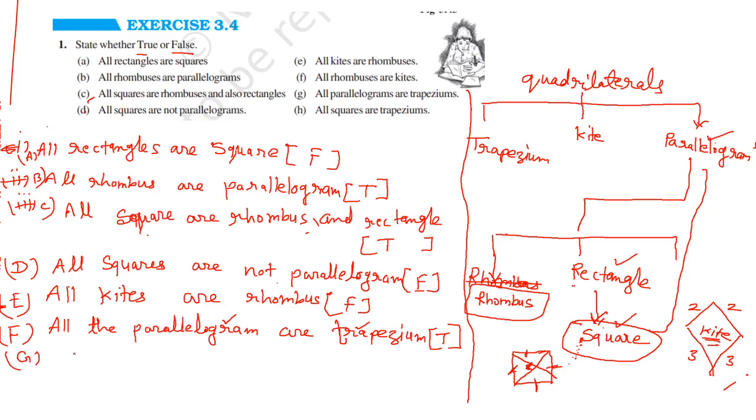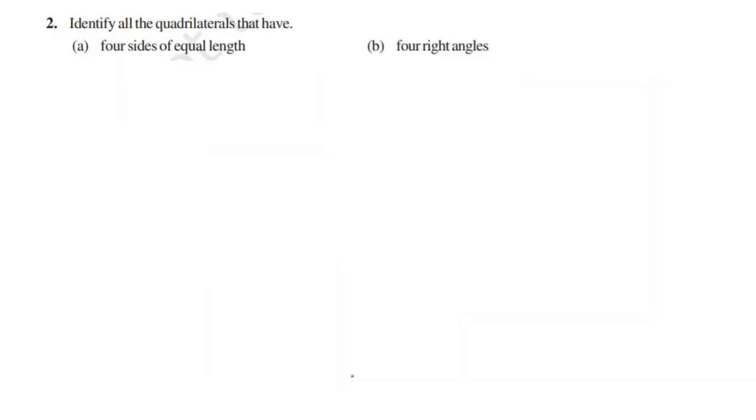G. All squares are trapezium. Yes. A trapezium has one pair of parallel sides, and a square also has at least one pair of parallel sides. Squares में भी parallel side का pair मिलता है और trapezium में भी एक pair है parallel side का. So all squares are trapezium also. This is a true statement. Let us move to the next question.